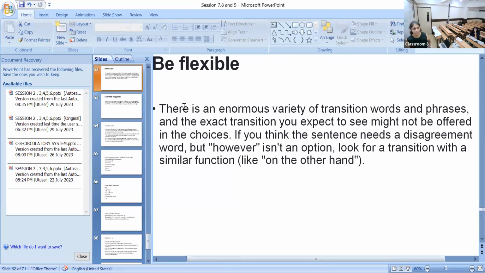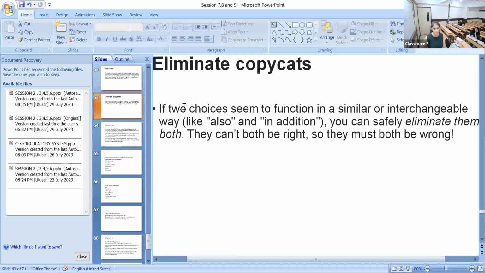That is, however, isn't an option. So in case, that's why I was giving you words. In case you feel that this is a disagreement and you can't see however over here, find the closest word to that instead of however, like on the other hand. So that's why you need to have a lot of words in your dictionary. Eliminate copycats. You are supposed to see that also and in addition, two things you don't need.